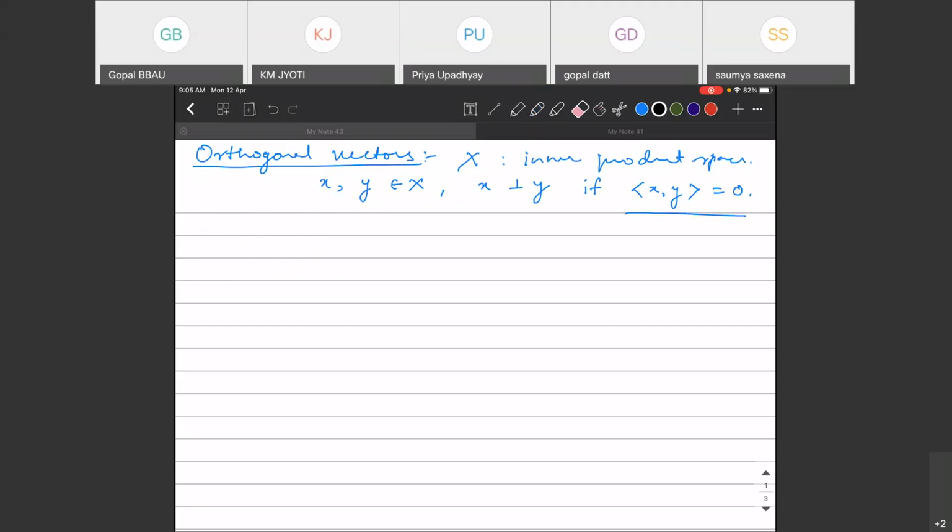In the last lecture itself, we have seen the zero vector. Can anyone give me a vector which is perpendicular to the zero vector? A vector orthogonal to the zero vector?